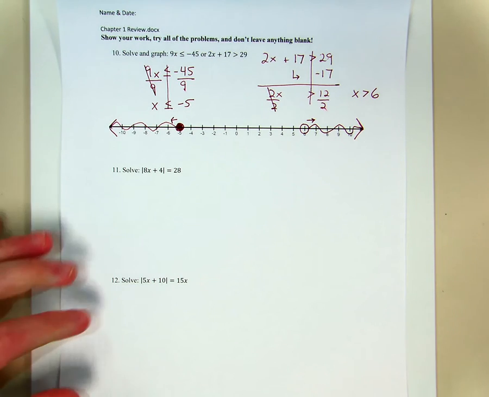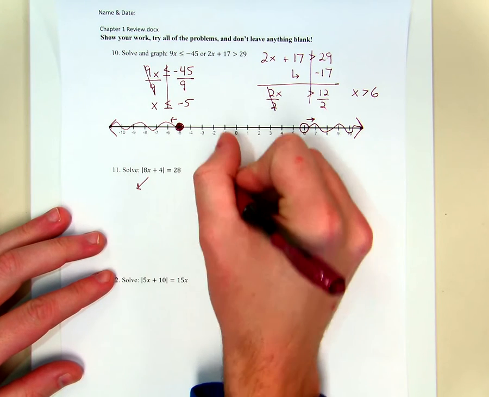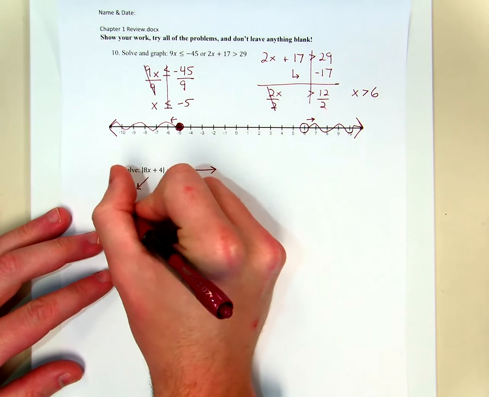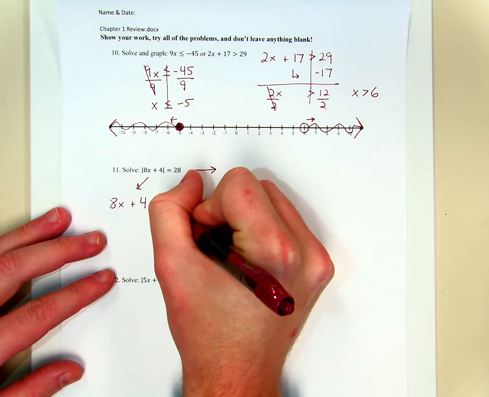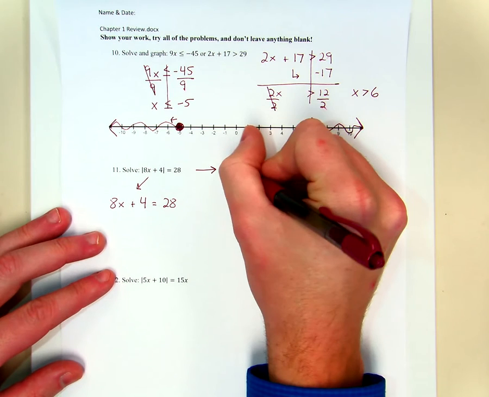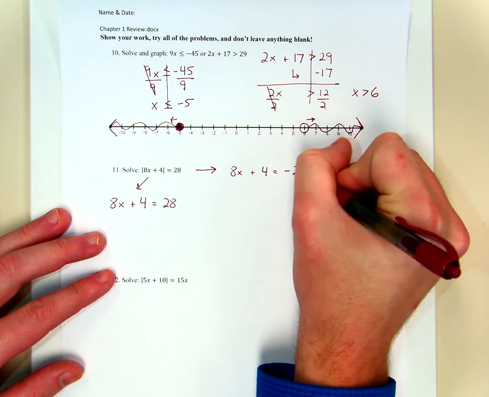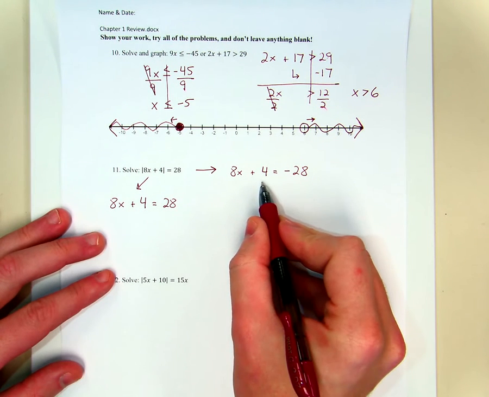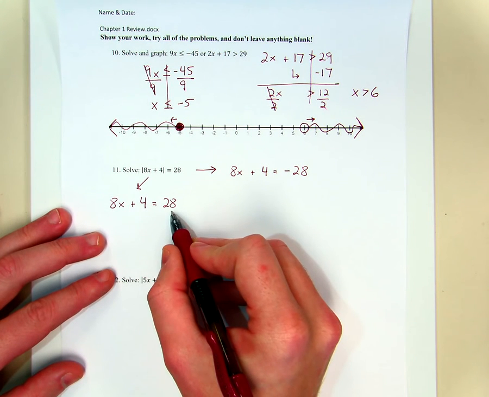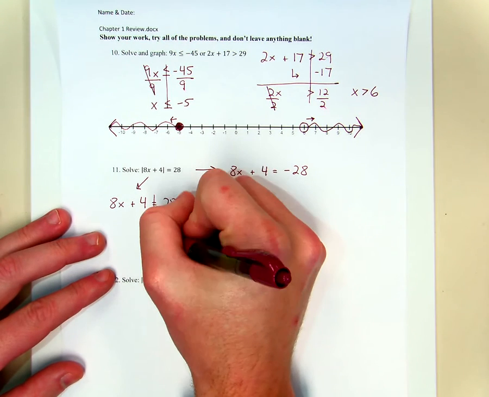Number 11 is an absolute value equation. The key to these is to split them into two problems. You take what's in between the bars exactly as it's written, and once you set it equal to a positive answer, and once you set it equal to a negative answer. So notice the equation on the left side is the same in both cases, 8x plus 4. The difference between the equations is once it's equal to regular 28, once it's equal to negative 28.